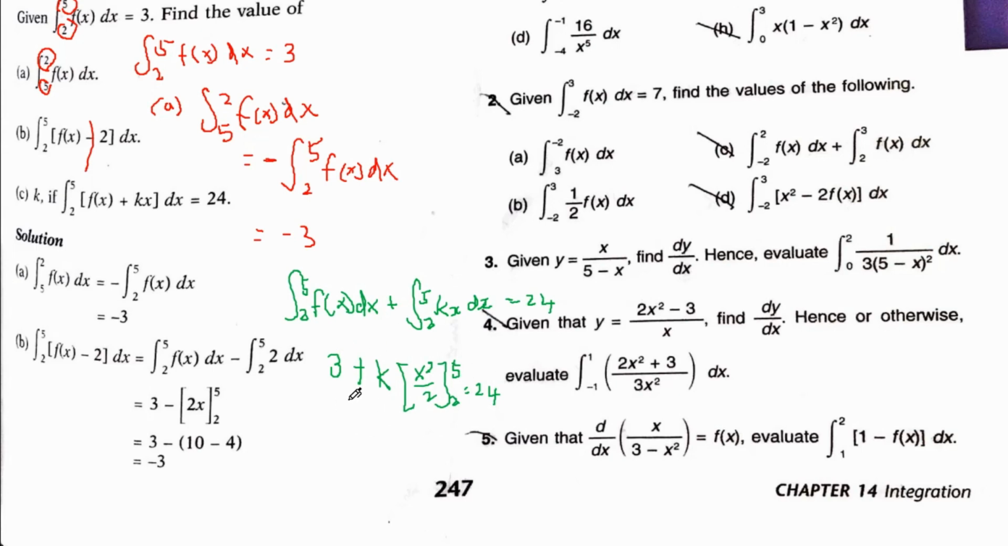So we continue. This 3 we can move to the right hand side. So for this one, k, substitute 5 into x here, so 25 over 2, minus, substitute the lower limit 2 into x here, so 4 over 2, equals 24 minus 3, 21. So you will have 21 over 2 equals 21. So k equals 21 times 2 over 21, so k equals 2.